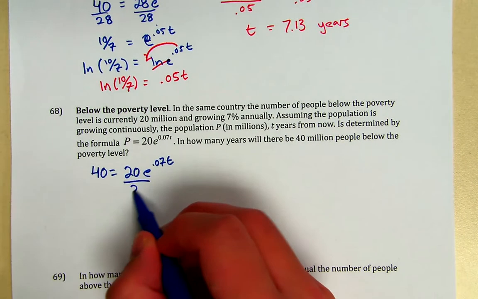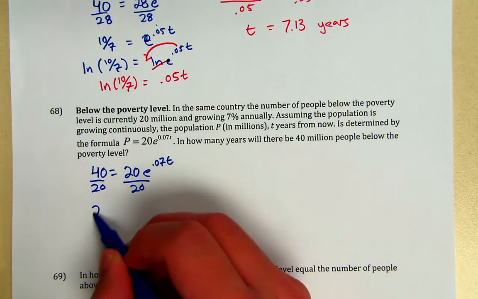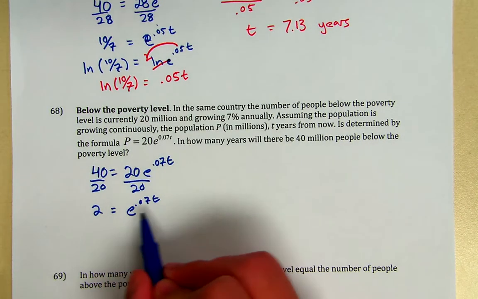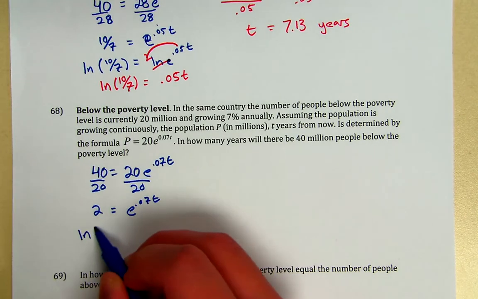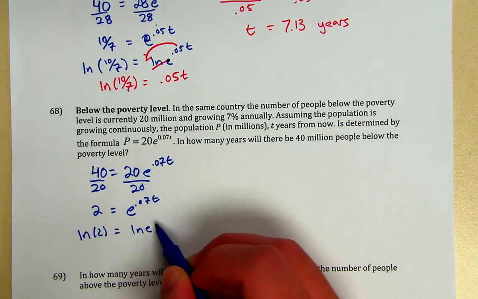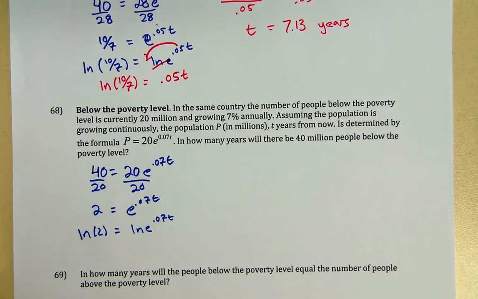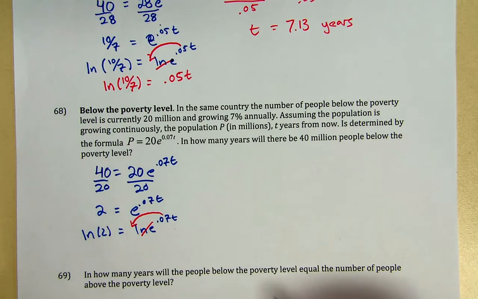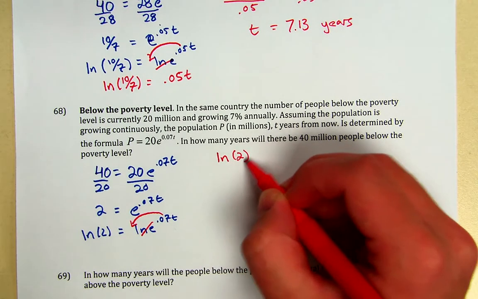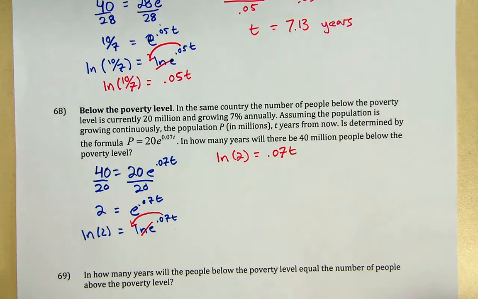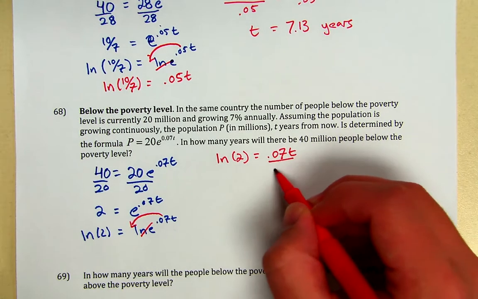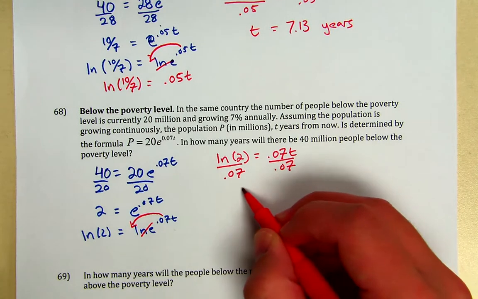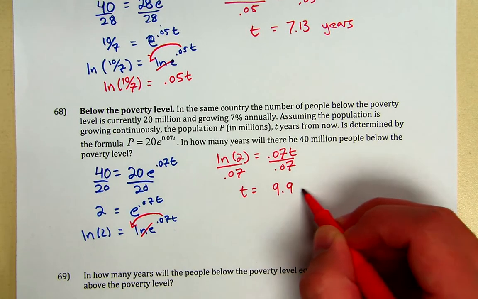Again, we need to isolate e. So we get 2 equals e^0.07t. To get e to go away, we need the natural log of both sides. And again, we know the natural log of e is 1, and powers can come on down. So now I have the natural log of 2 equals 0.07t. Divide both sides by 0.07, and I end up with t equals 9.9 years.